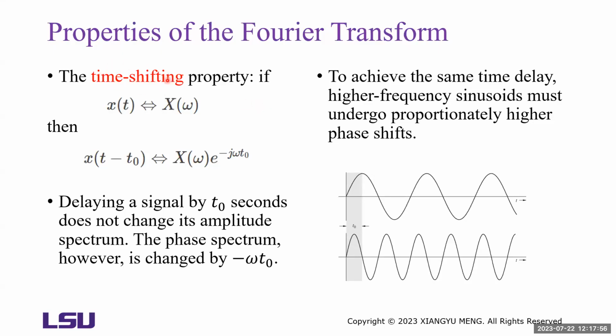Now let's discuss the time shifting property. If x(t) and X(ω) are a pair of Fourier transform, then x(t − t0) and X(ω)e^(−jωt0) are a pair of Fourier transform. This result shows that delaying a signal by t0 seconds does not change its amplitude spectrum. The phase spectrum, however, is changed by −ωt0. This property physically explains linear phase shift in the spectrum due to time delay in a signal.